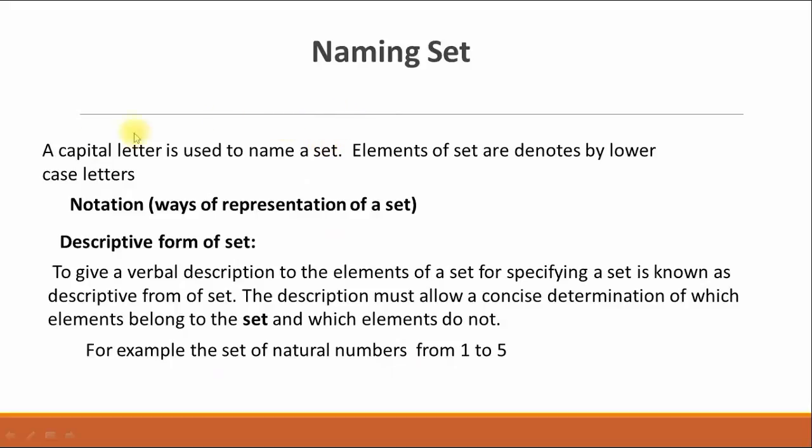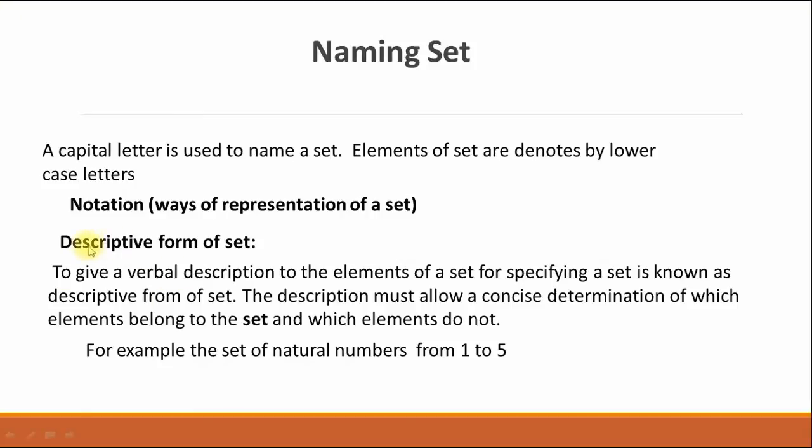Now naming a set. A capital letter is used to name a set. Elements of a set are denoted by lowercase letters. Now notations, ways of representation of a set. In how many ways can we represent a set? There are four methods: descriptive form, tabular form, set builder notation form, and Venn diagram.